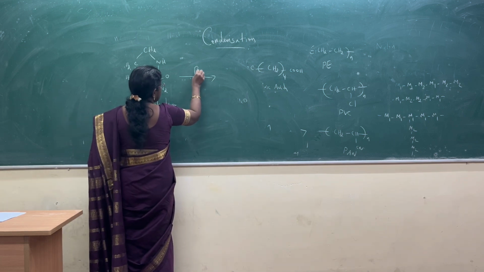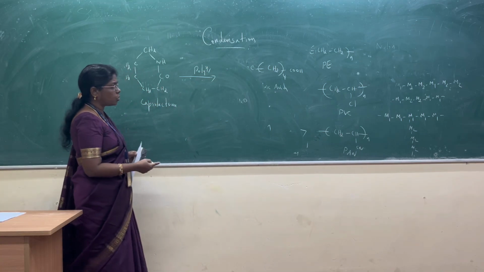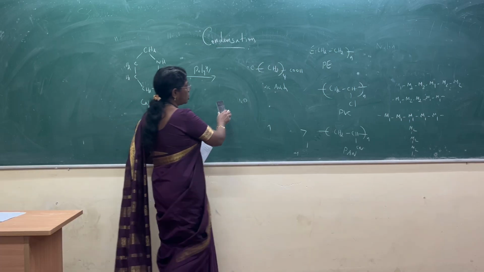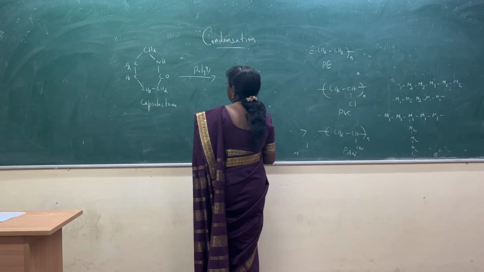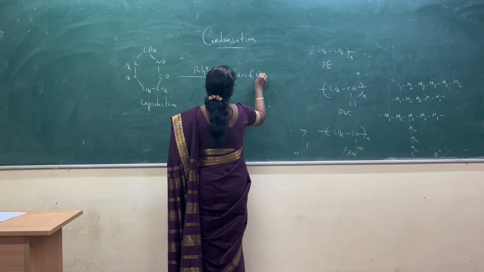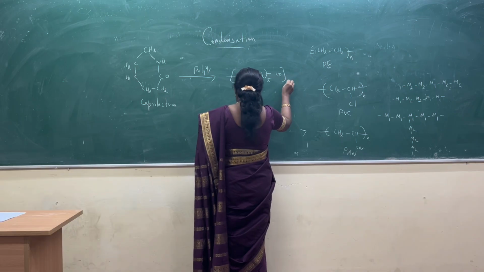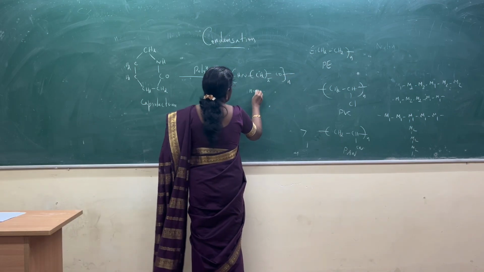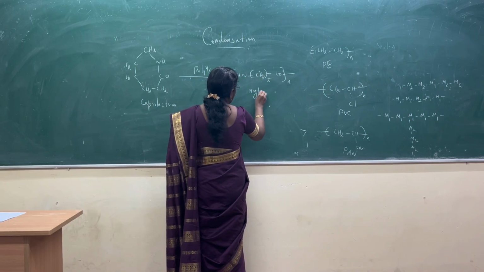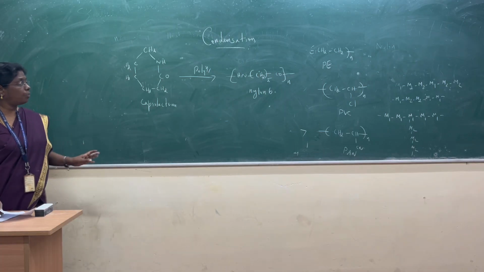Undergo the polymerization without elimination of small molecules. First we discussed nylon 6,6 with the elimination of small molecules like water. Now without the elimination of small molecules, just opening of a cyclic compound, we can get nylon 6. So those are the examples for condensation polymerization.